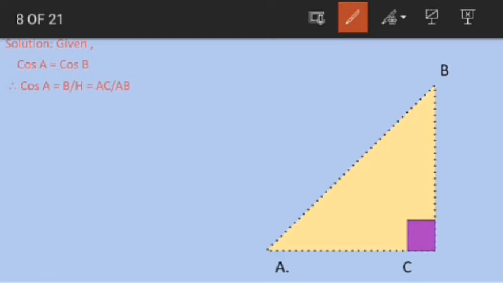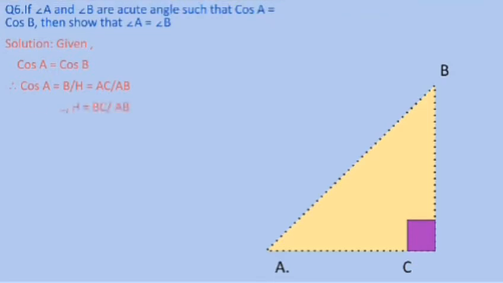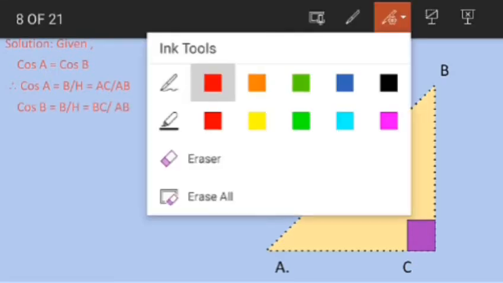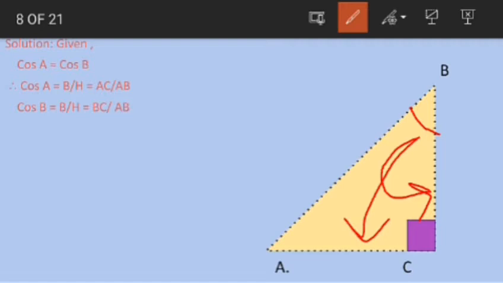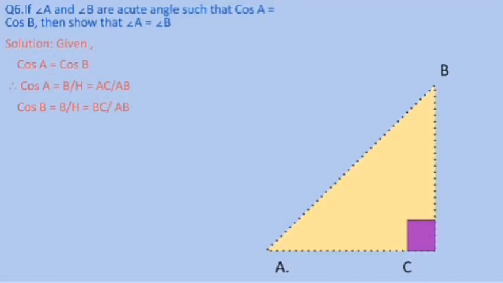Now we are going to talk about cos B. This time we are talking about angle B, cos of angle B. So the adjacent side or base is going to be BC, because AC is the side opposite to angle B, therefore it is going to be the perpendicular. So the adjacent side that makes sense is BC, and this is the base of the given triangle ABC for angle B. Okay, so for angle B, the base is BC and the hypotenuse is the same, AB.